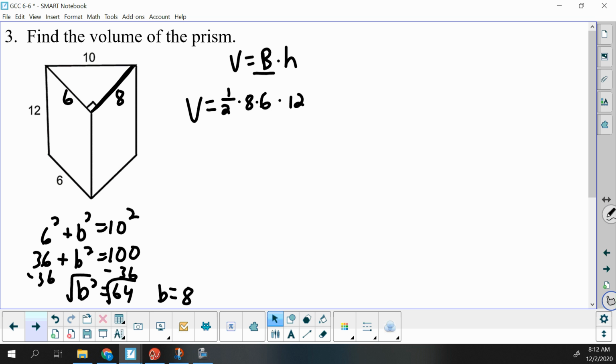is 48. Take half of that, you'll get 24. And then 24 times 12 gives you 288. And we don't have units, so we'll just write units cubed. And again, you don't have to do that in your head. You can just do that in your calculator.